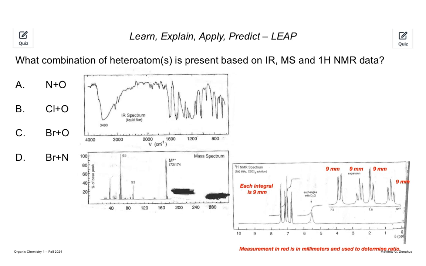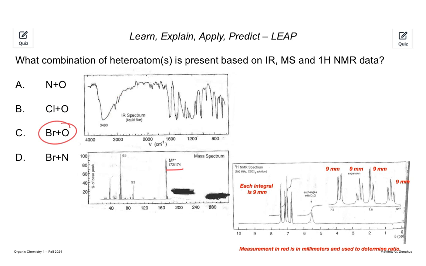C. So bromine and oxygen. If we look at the parent ion in the mass spec there, we see that M is 172, and then M plus 2 is 174. They're in a 1-to-1 ratio, so that's indicative of bromine. The mass is not odd, so we can eliminate nitrogen.